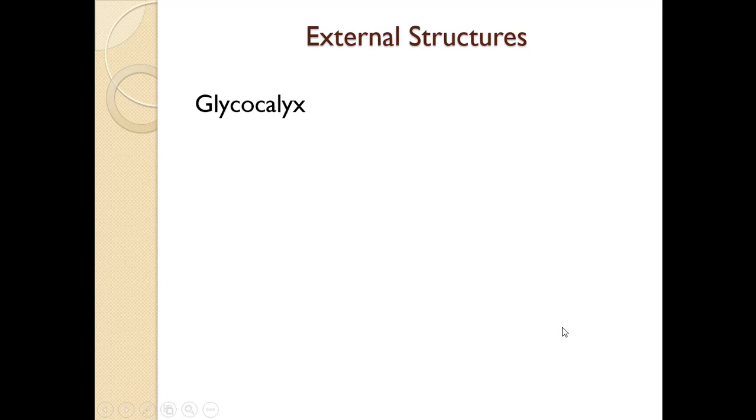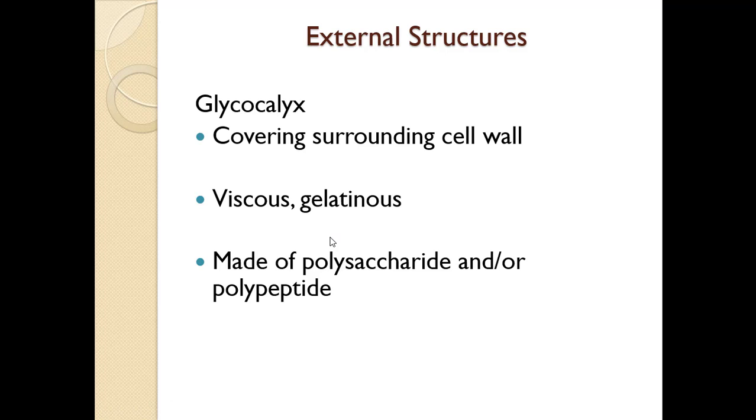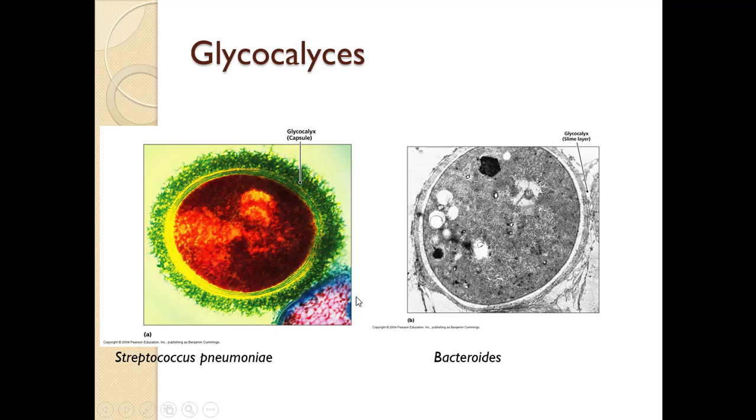Let's see. Another external structure is called the glycocalyx. It's a sticky covering surrounding the cell wall, very viscous and gelatinous. It's made of polysaccharide or polypeptides. Remember from my last video, polysaccharide means many sugars, and polypeptide means many amino acids of a protein. These are kind of what they look like here. You have this sticky substance around the Streptococcus pneumoniae. That's the bacteria that causes pneumonia. And you get the slime layer on here in this guy.